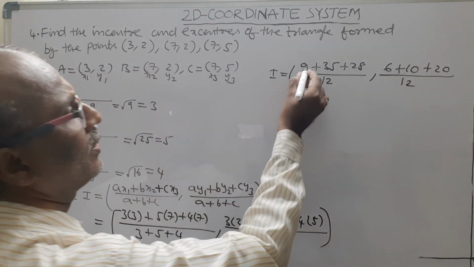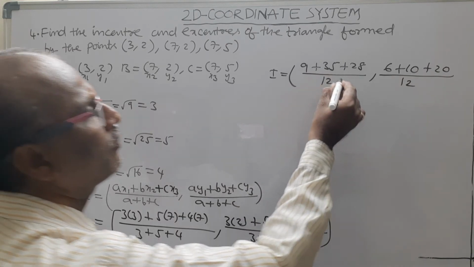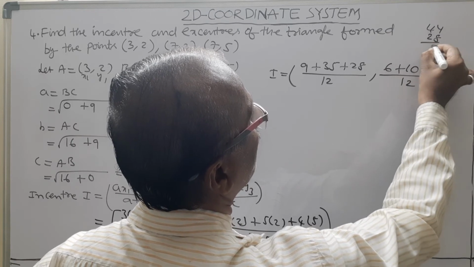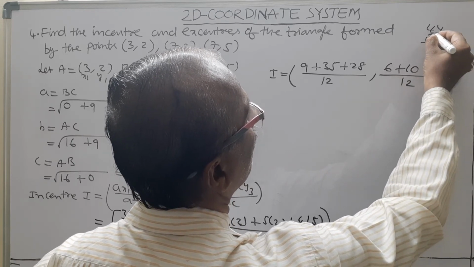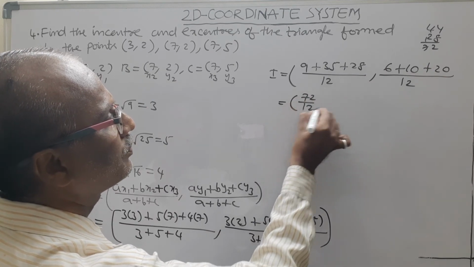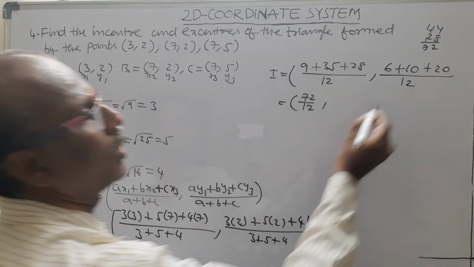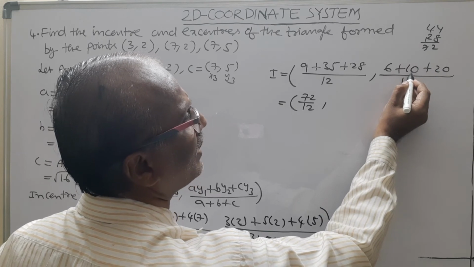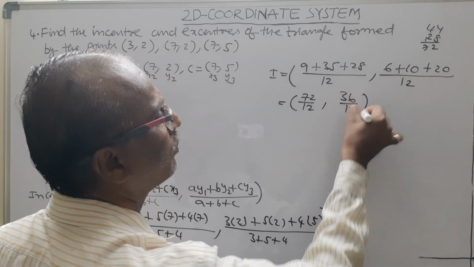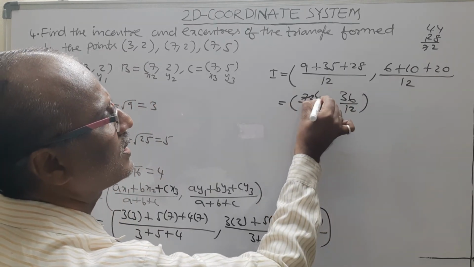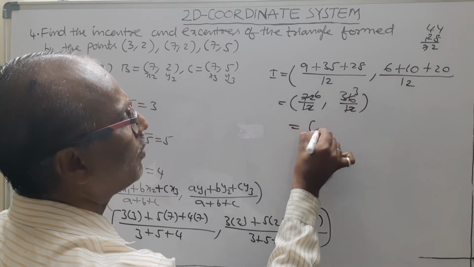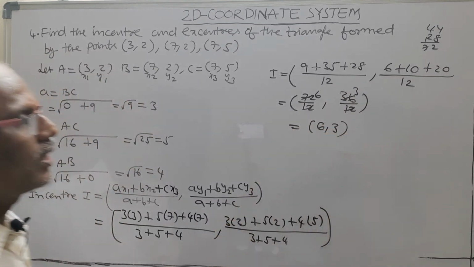Here 9 plus 35 is 44. 44 plus 28 is 72, by 12, comma, 20 plus 10 is 30. 30 plus 6 is 36 by 12. 12 6s are 72, so 6. 12 3s are 36, so 3. 6 comma 3 is the incenter.